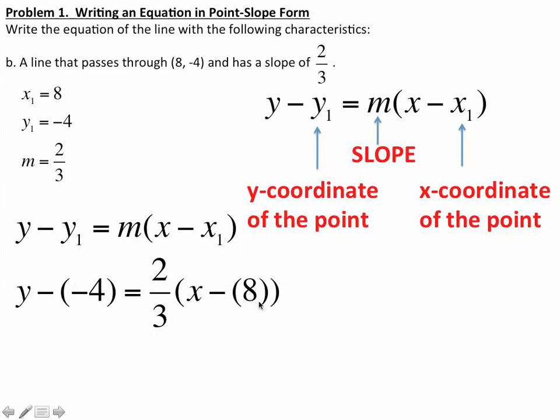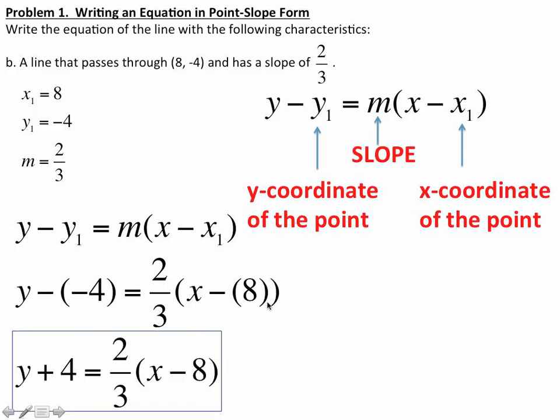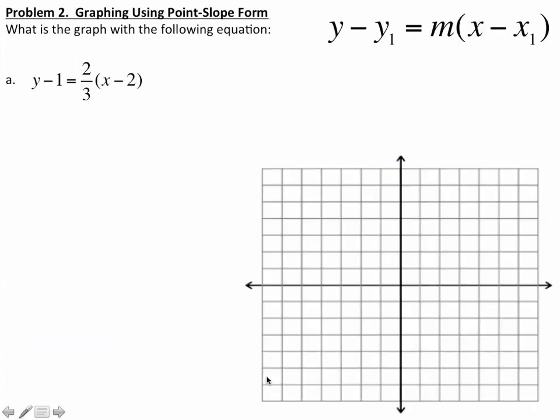I'll just clean it up a little bit because minus negative we would turn into positive, and then we can just get rid of that parenthesis there because we don't need it. So I got y plus 4 equals 2/3 (x minus 8). All right, these parentheses here are important, so please make sure you have those.